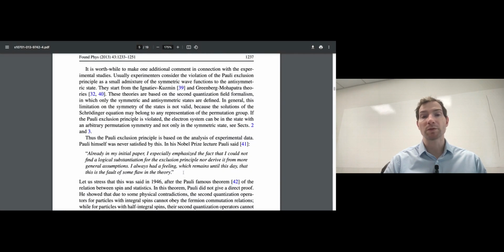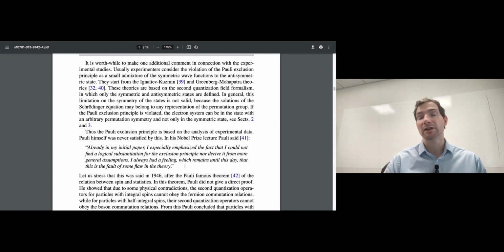And so, if you want to use Pauli's exclusion principle, then you had better, at least at the moment, put it as an actual postulate. And in fact, that's what is exemplified here through a quote by Pauli in his Nobel Prize lecture. Already in my initial paper, I especially emphasized the fact that I could not find a logical substantiation for the exclusion principle, nor derive it from more general assumptions. I always had a feeling, which remains until this day, that this is a fault of some flaw in the theory.